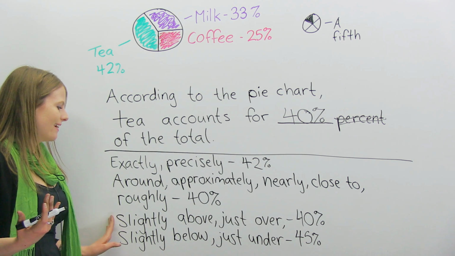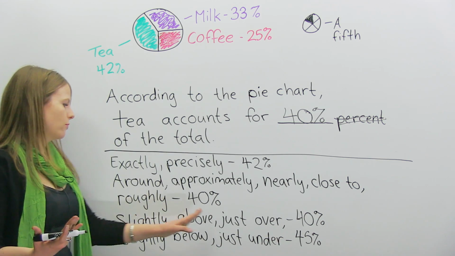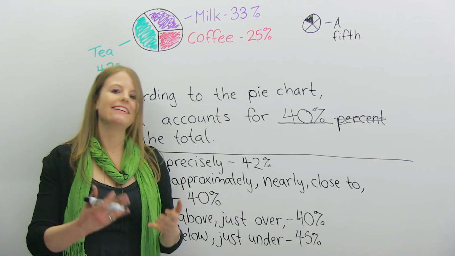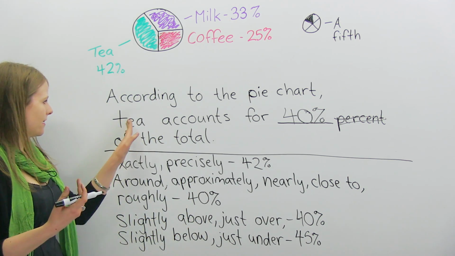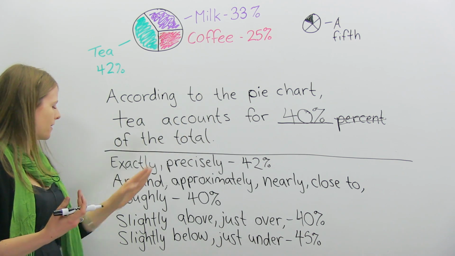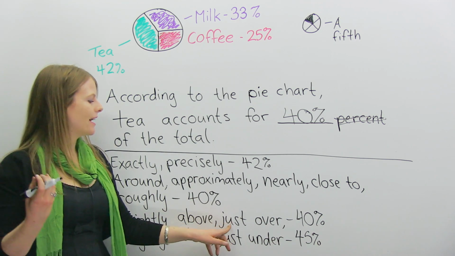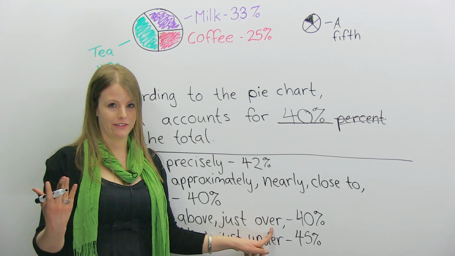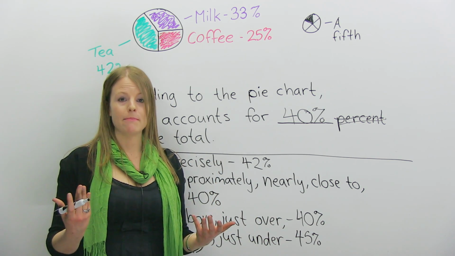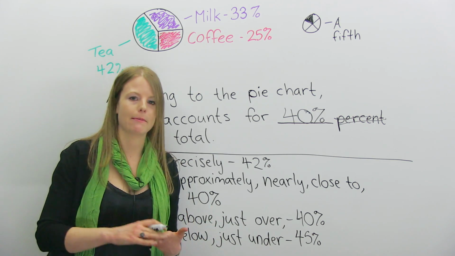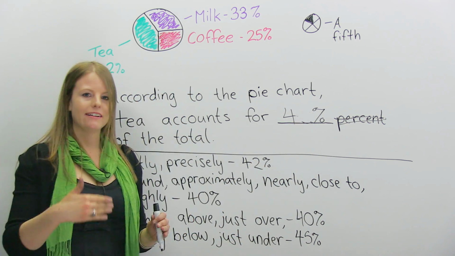We can also say, if we're not being exact, slightly above or just over. 42% is a bit more than 40%. So we can say, according to the pie chart, tea accounts for slightly above 40% or just over 40%. Okay? So again, this shows that not only do you understand the numbers, but you're also using some very good vocabulary.